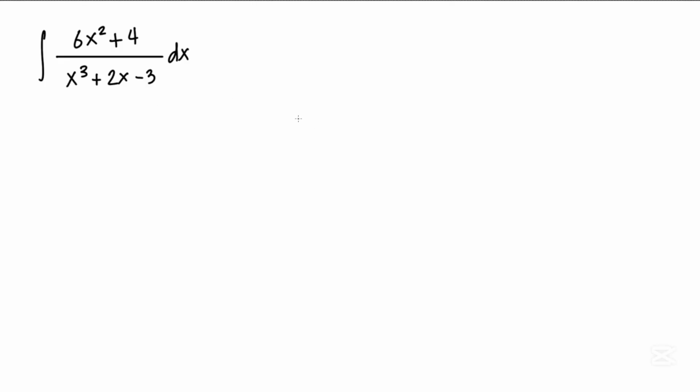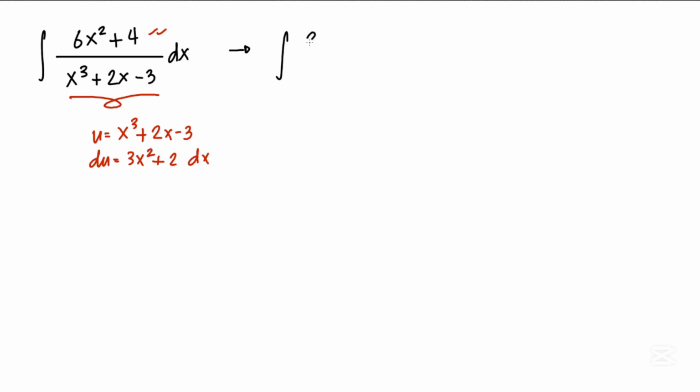Before you proceed to partial fraction decomposition, this one can already be solved using u substitution. So as usual, we focus on our denominator. If u is the denominator x cubed plus 2x minus 3, then du, its derivative, is 3x squared plus 2 dx. So look at your numerator, because maybe you can factor this out wherein you see 3x squared plus 2. If I rewrite this whole thing, I can factor it into 2 times 3x squared plus 2 all over x cubed plus 2x minus 3 dx.